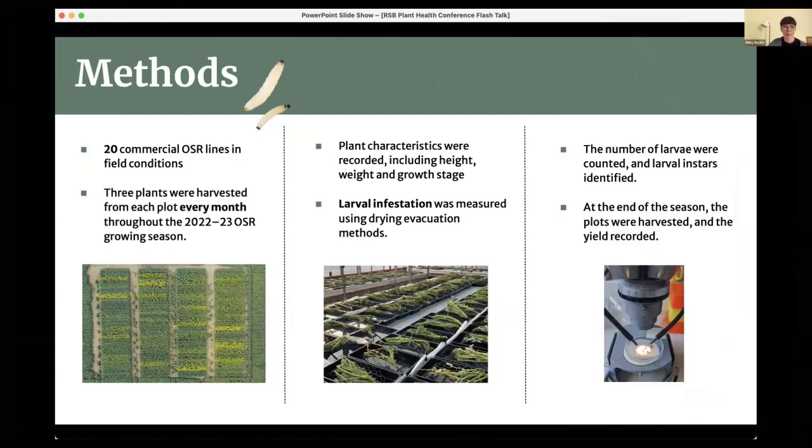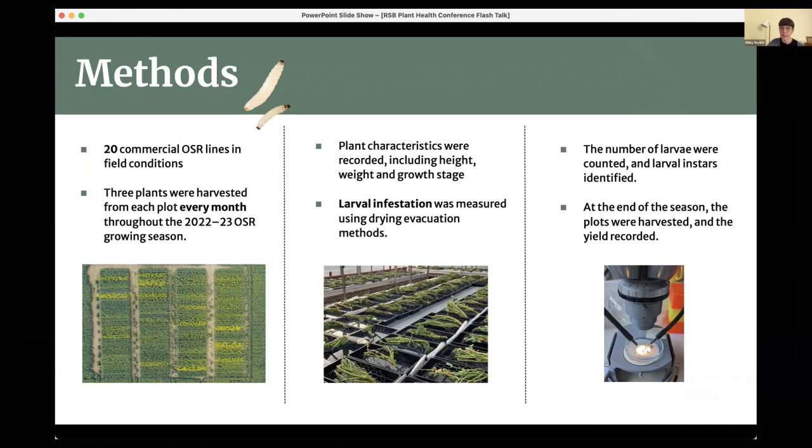So as I mentioned, we were looking at commercial OSR lines. So we had 20 lines in field conditions, and there were 5 plots of each line, and you can see those here. And once a month, 3 plants were harvested from each plot throughout the 2022-2023 growing season. When they were harvested, the plant characteristics were recorded, which included things like height, weight, and growth stage.